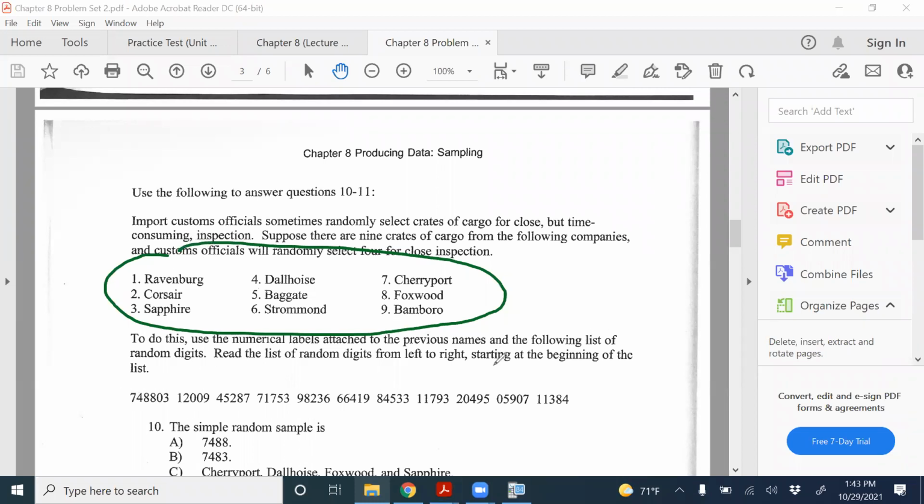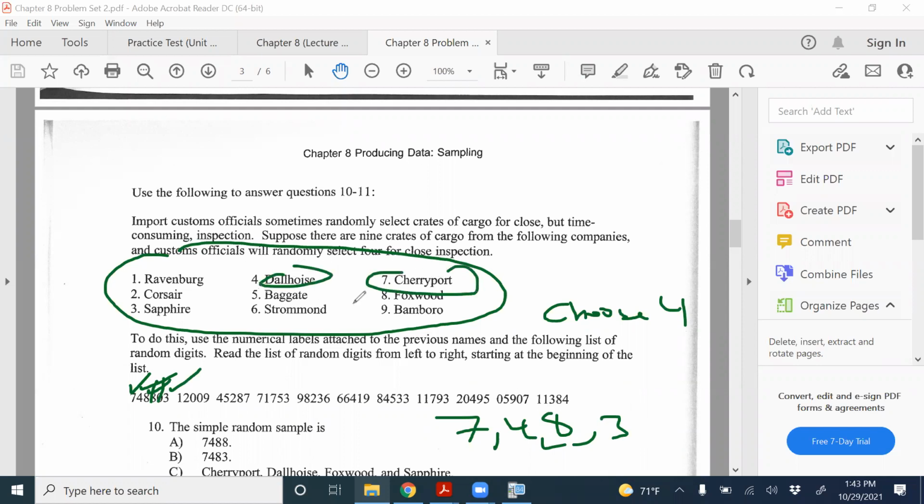So if you got to pick 3, you start with 7, then you go 4, then they actually want to choose 4 people. So 7, 4, 8. We already did 8, so we can't do 8 again. 0 doesn't exist. And we do 3. So it means I'm going to pick Cherryport, Deloitte, Foxwood, and Sapphire. That's how a random number generator works.